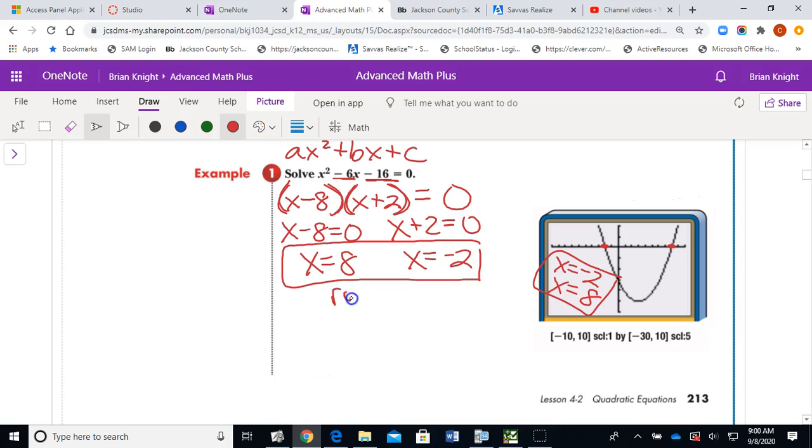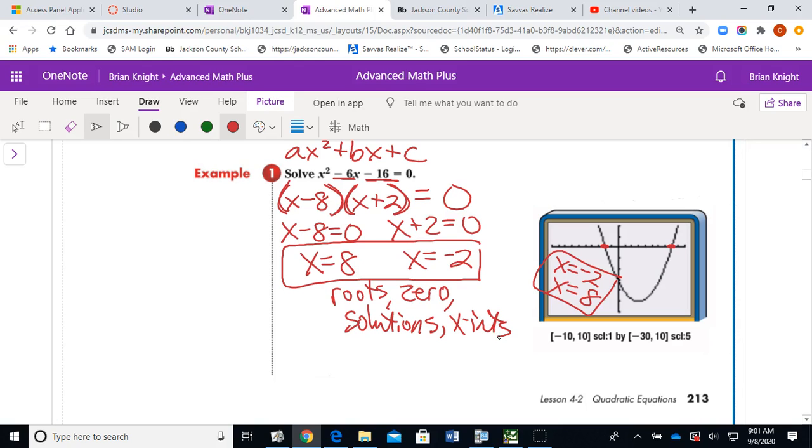These are called your roots, your zeros, solutions, x-intercepts. All of those mean the same thing. They're x-intercepts because that's where they cross the x-axis. They're zeros because that's what makes the problem equal to 0.